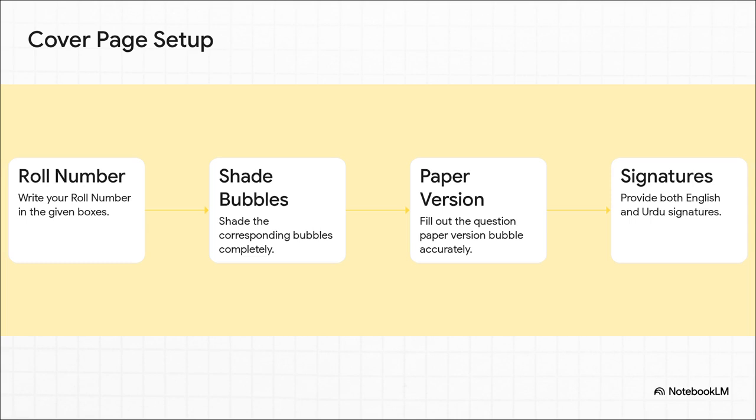Step 3, if your paper has a question paper version, which is really common for the MCQ or bubble sections, make absolutely sure you fill out that specific version bubble. If you miss this, the computer is going to grade your test using the wrong answer key, which is a nightmare. And finally, step 4, provide both your English and your Urdu signatures in the designated boxes on the cover pages. Take a deep breath, follow those 4 steps, and you've successfully introduced yourself to the grading computer.